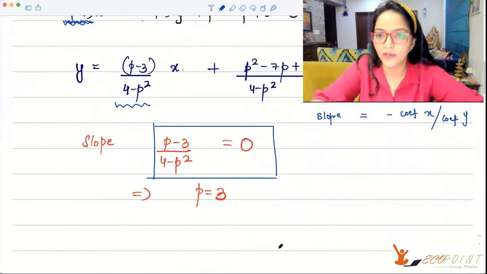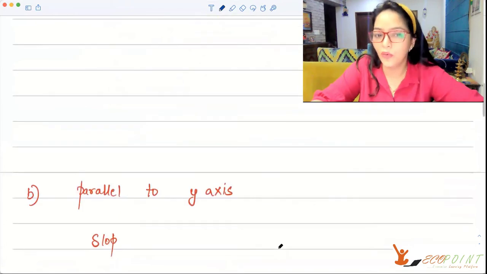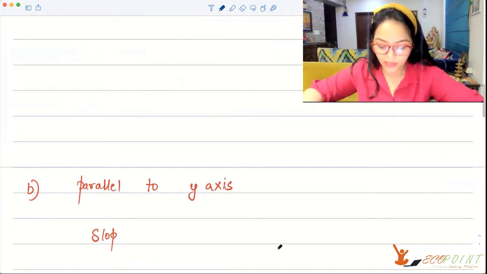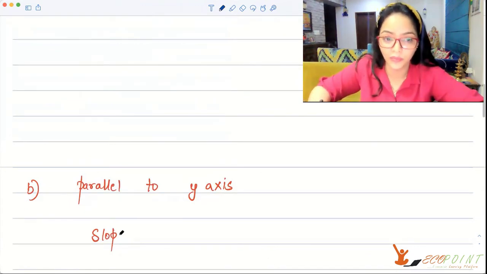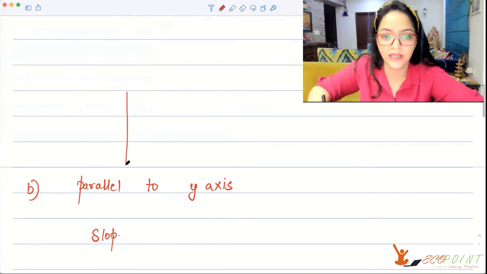Then the second part to it. For what value of P will it be parallel to the y-axis? If it's parallel to the y-axis, what does it mean? What does it tell you about the slope? Something which is parallel to the y-axis is a straight line like this, right? It is perpendicular.